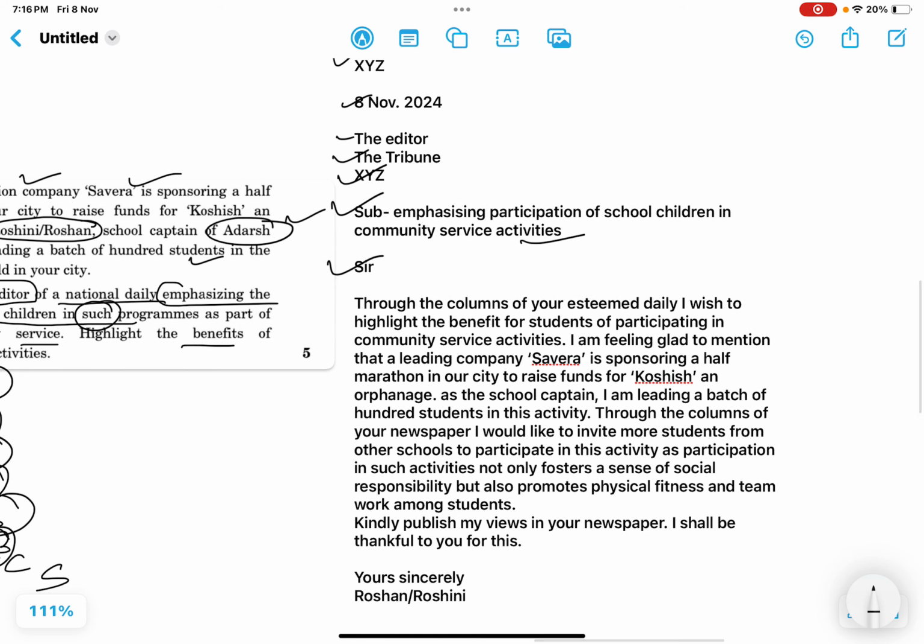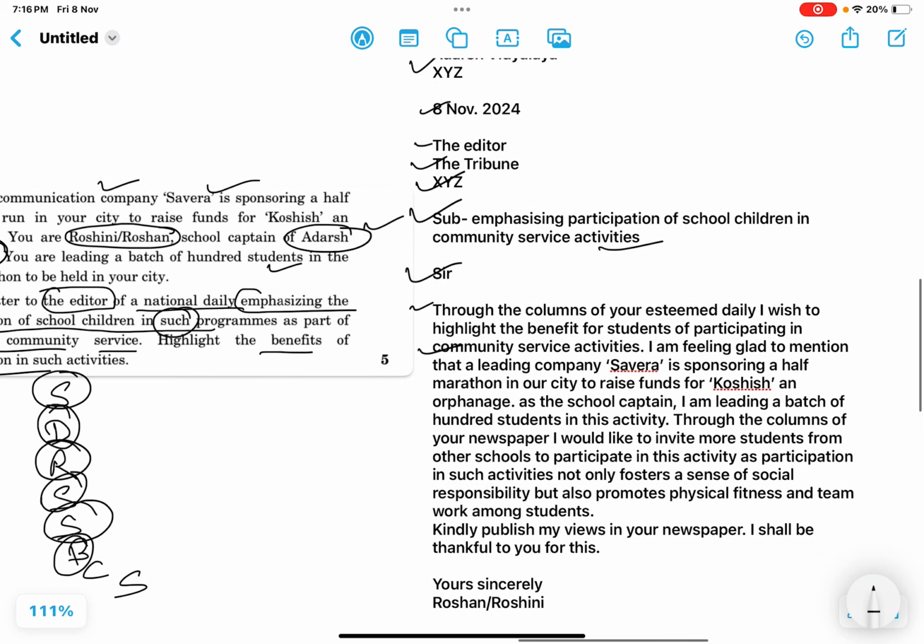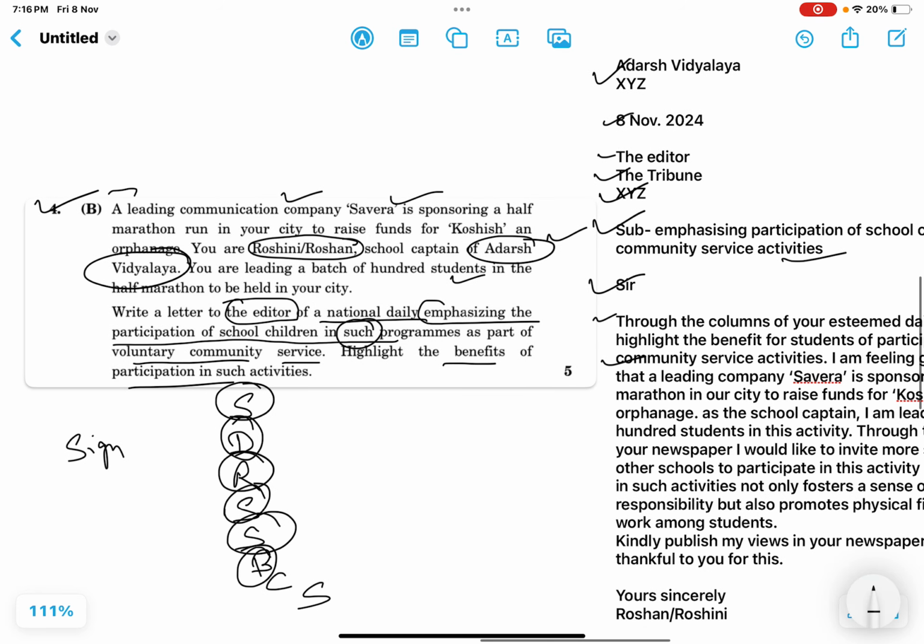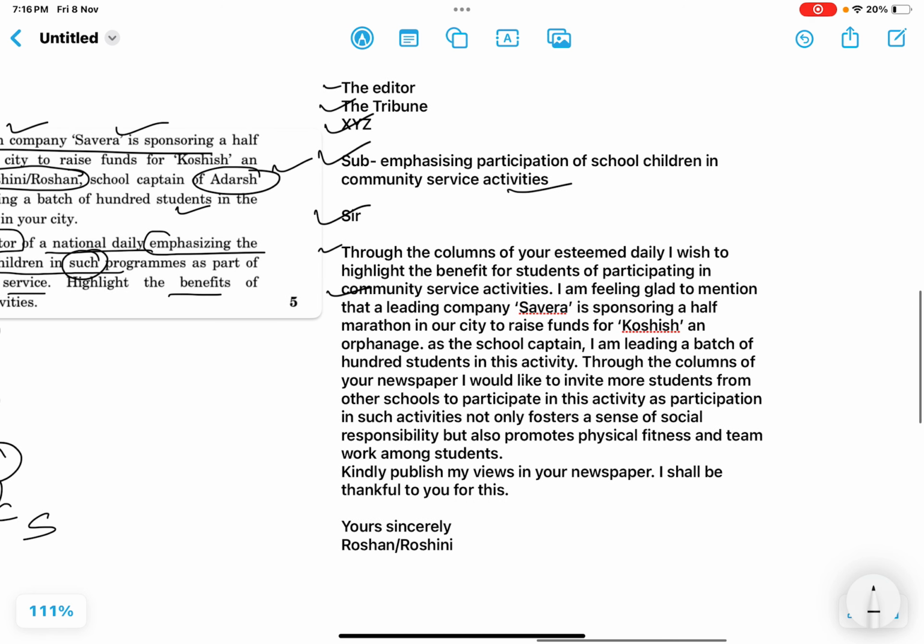When we are to write down a letter to the editor, we need to start this way. These are the general lines. Through the columns of your esteemed daily, I wish to highlight the benefit for students of participating in community service activities. Then I am feeling glad to mention that a leading communication company, Savera, is sponsoring a half marathon in our city to raise funds for Koshish and orphanage. Okay, then as the school captain, I am leading a batch of 100 students in this activity.